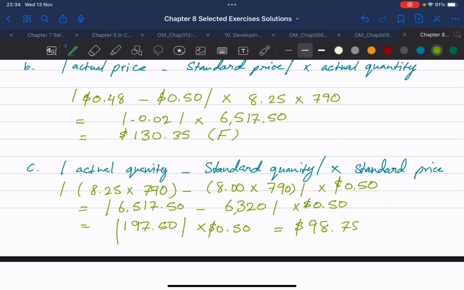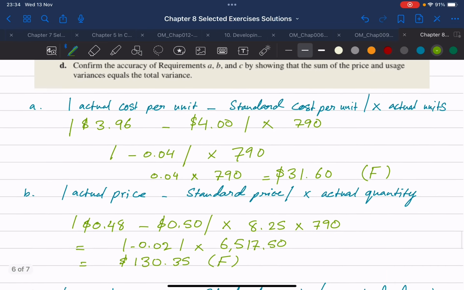Is this favorable or unfavorable? Again, you need to analyze the situation first. She was supposed to only use 8 roses per arrangement, but she ended up having to use more. So because of that, that cost her a bit more money. So this variance here is unfavorable. So we're going to denote it by the letter U. All right. So that's part C.